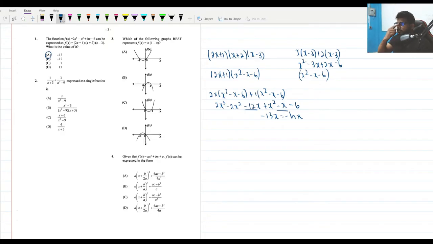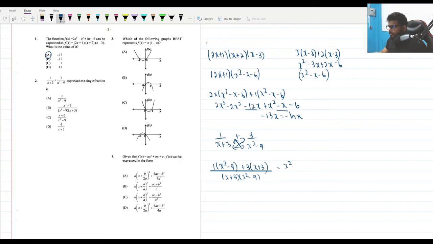That as a single fraction, I'm going to do the shortcut: x plus 3 over x squared minus 9. So 1 into x squared minus 9 plus 3 into x plus 3, all over x plus 3 into x squared minus 9. In the top, I'll get x squared minus 9 plus 3x plus 9. You cancel the 9s. So my top looks like x squared plus 3x.